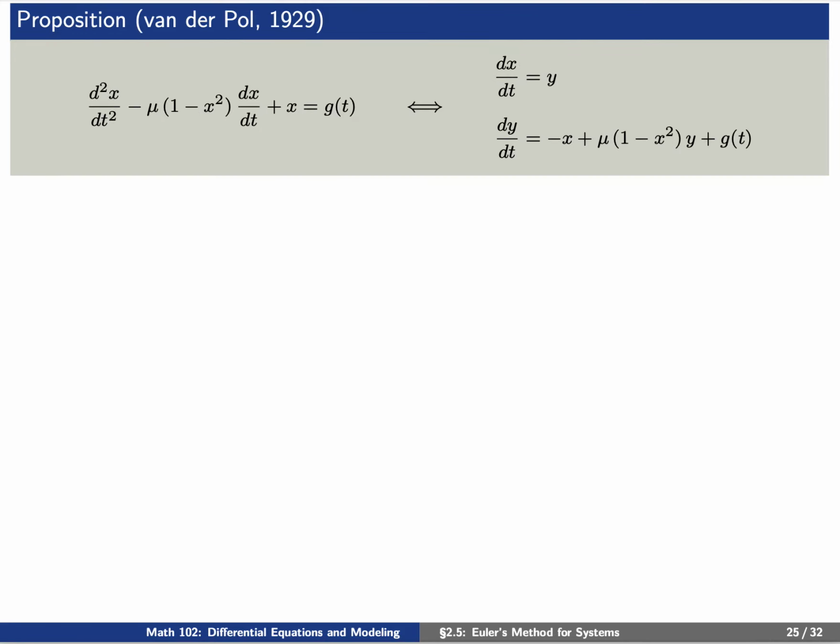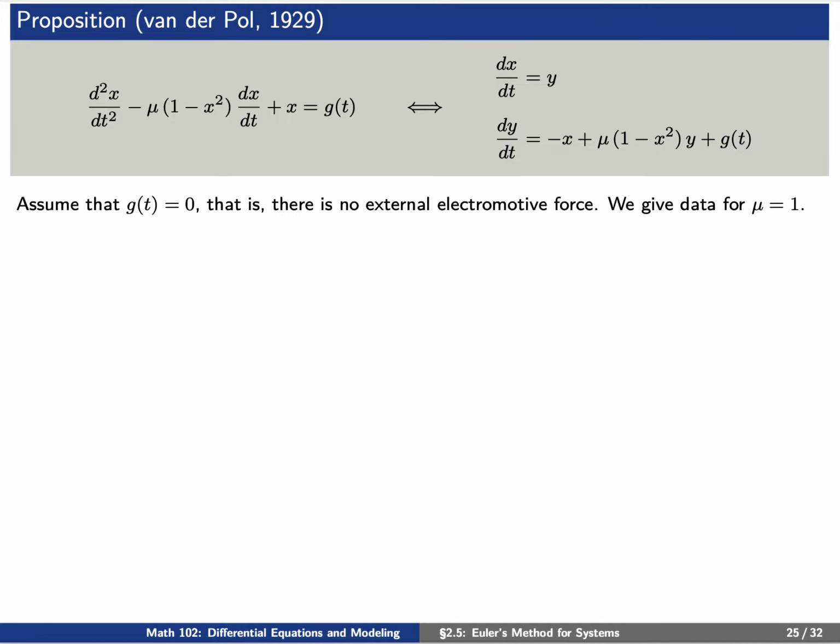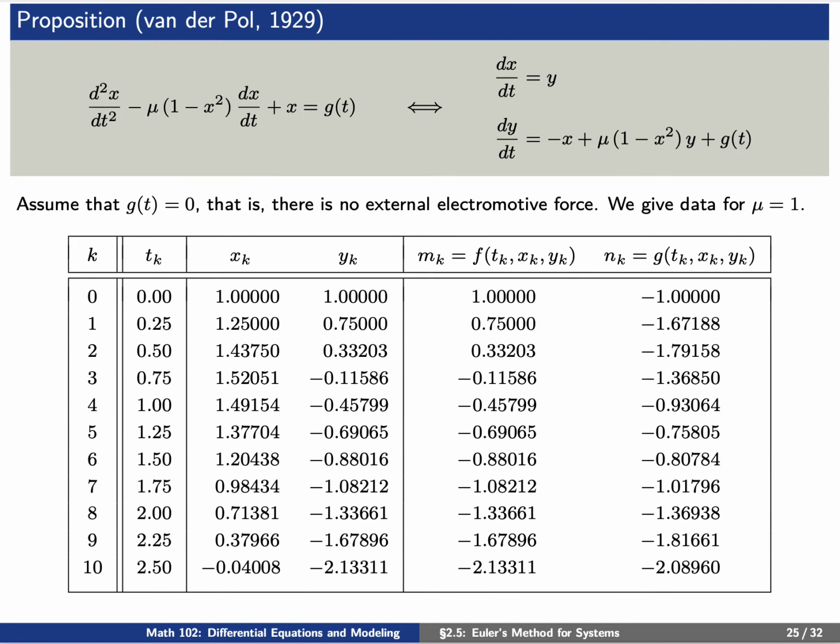Here's some specific numbers. Let's assume for the moment that g of t is identically equal to 0. That is, there is no external electromotive force. We'd like to get some data for the Van der Pol oscillator here when mu equals 1. You can see the table of data here on your screen. We've actually chosen our step size, delta t, to be 0.25, but you can still see the numbers that we find. Of course, if we decrease the step size quite a bit, then we can write down some very interesting plots.